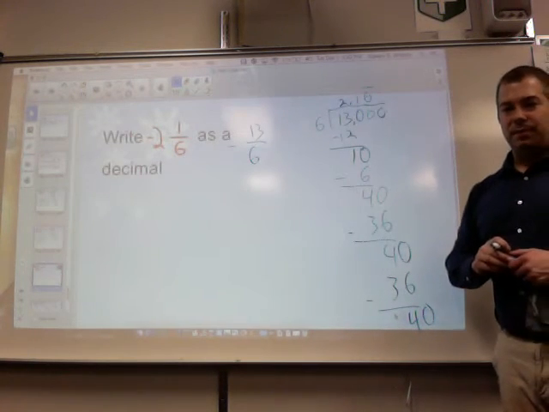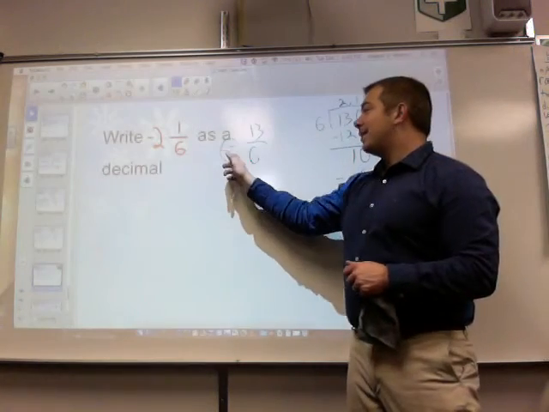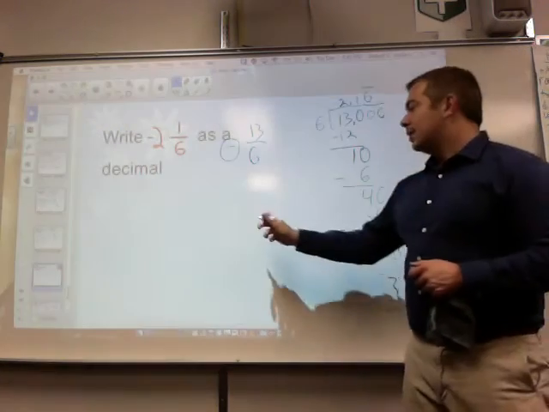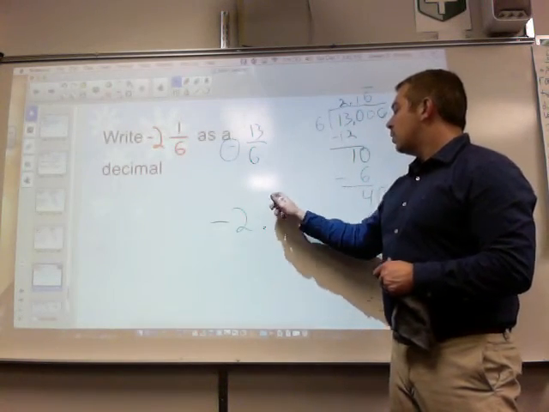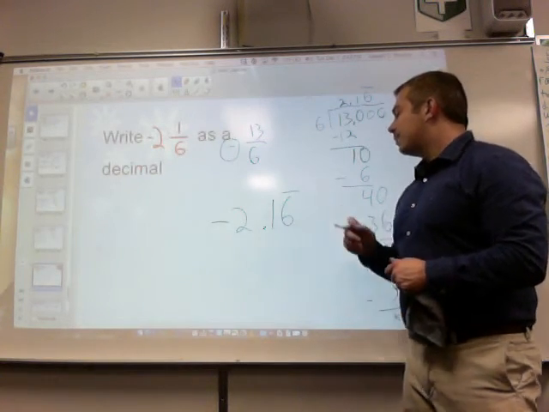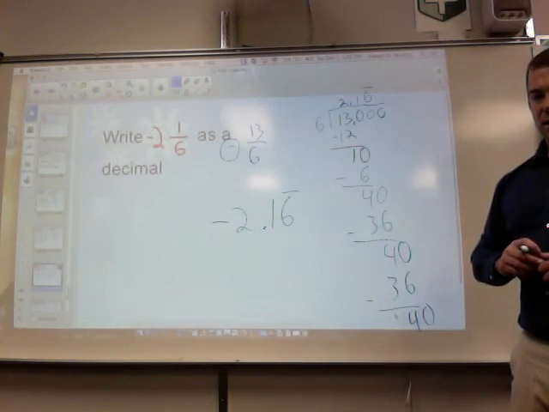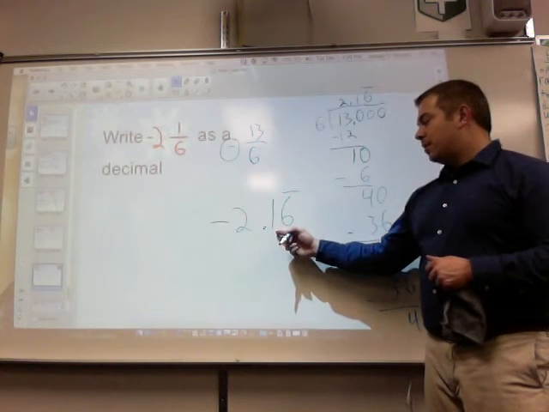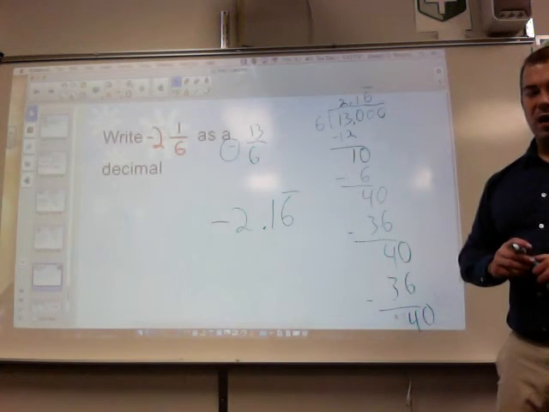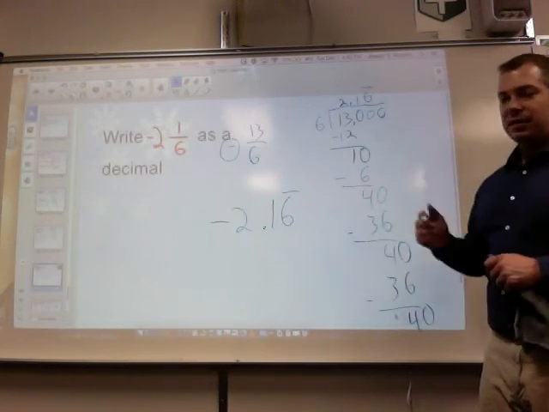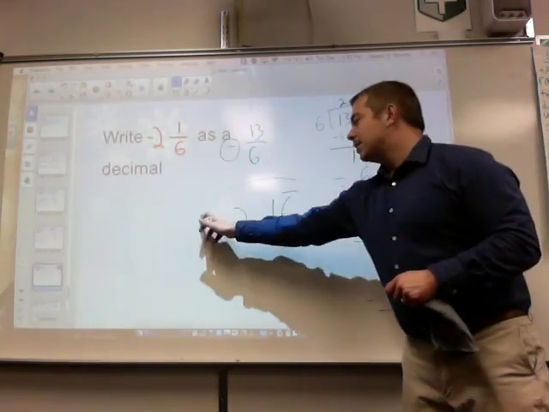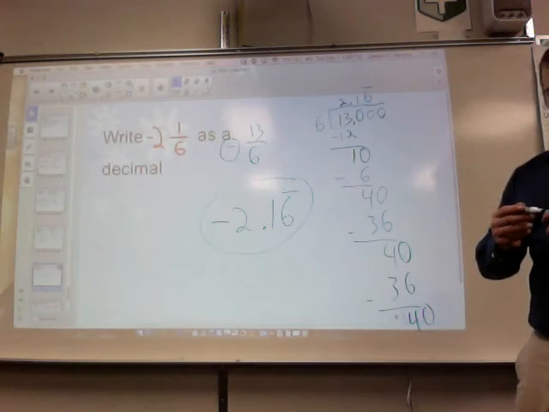The 6 repeating. But can't forget that it was negative as well. So my answer is negative 2.16 repeating of the 6. All right, negative 2 and 1/10, and then 6 hundredths that are never going to stop repeating. There'll be 6 thousandths, 6 ten-thousandths, and so on and so forth. So this is my final answer and what it should look like.